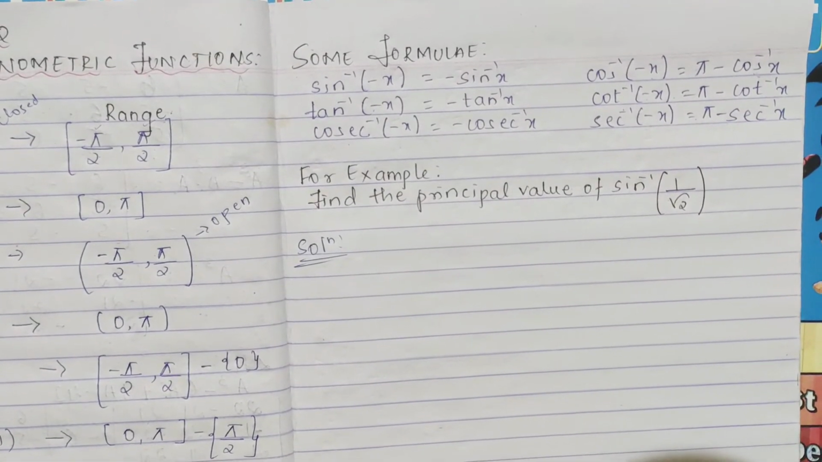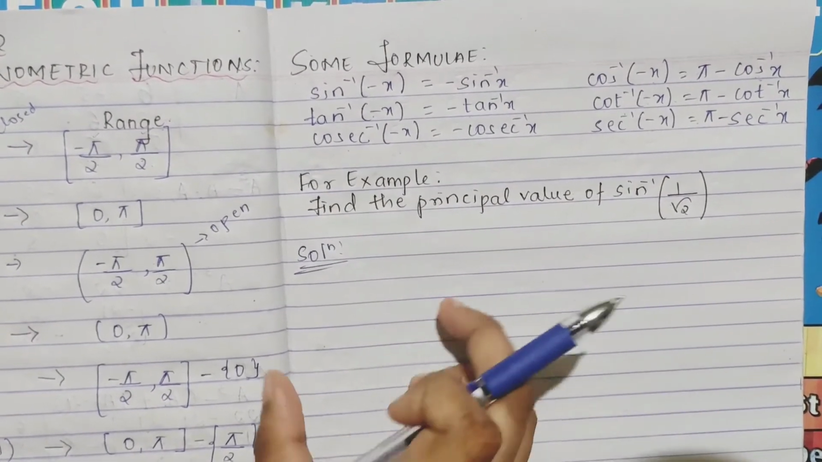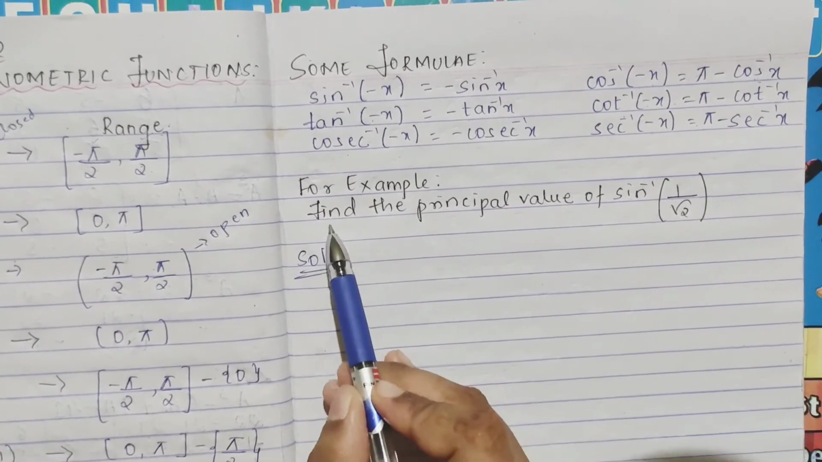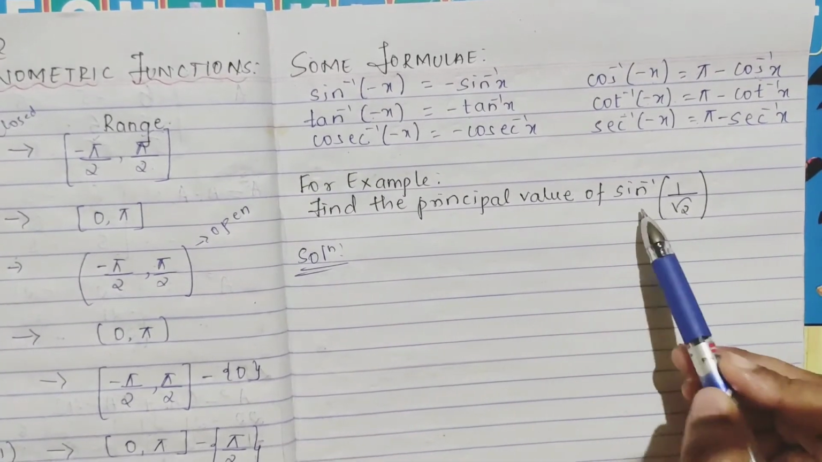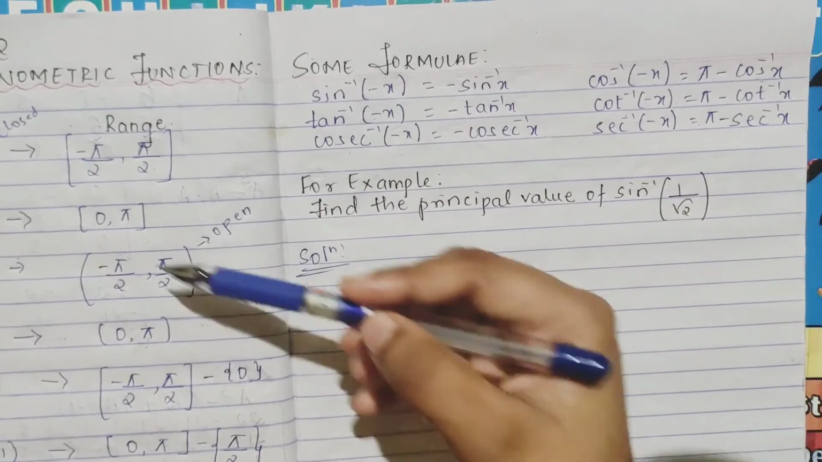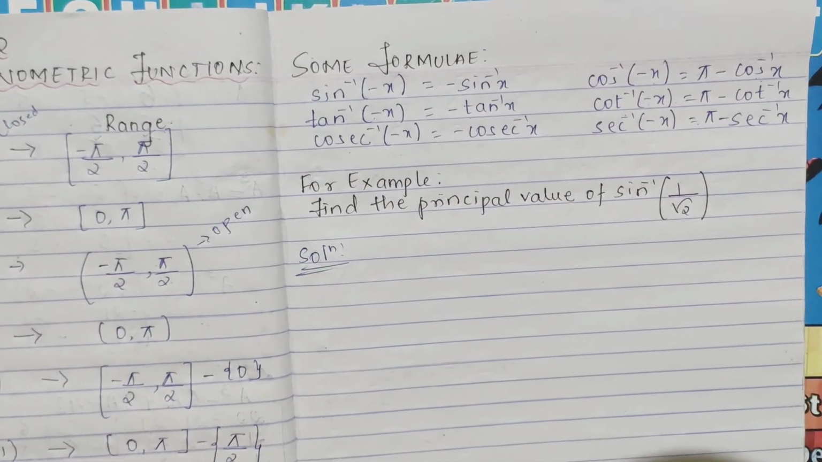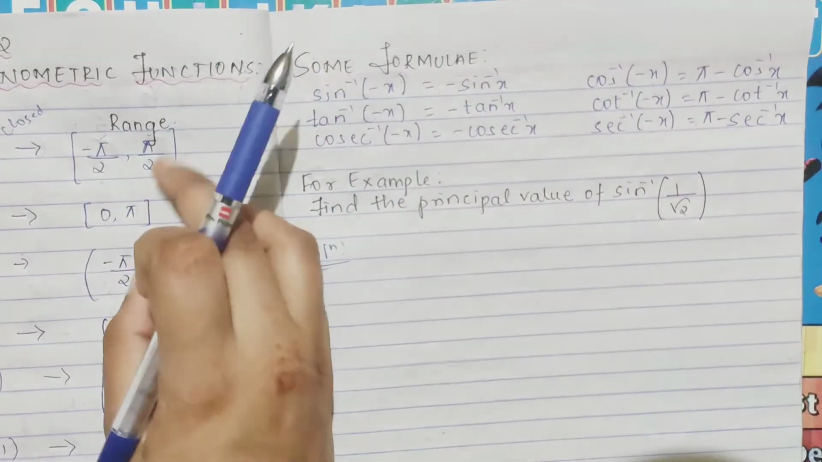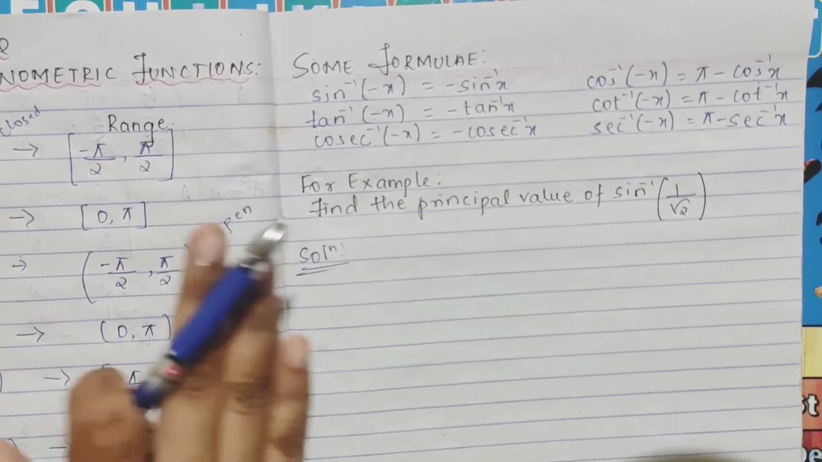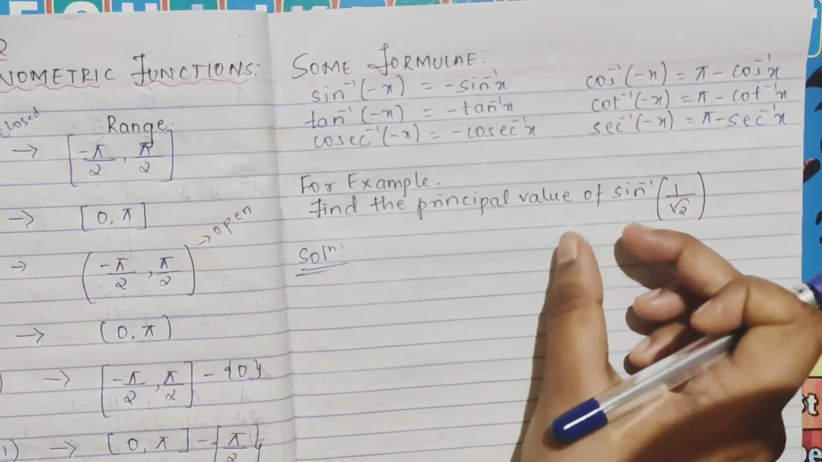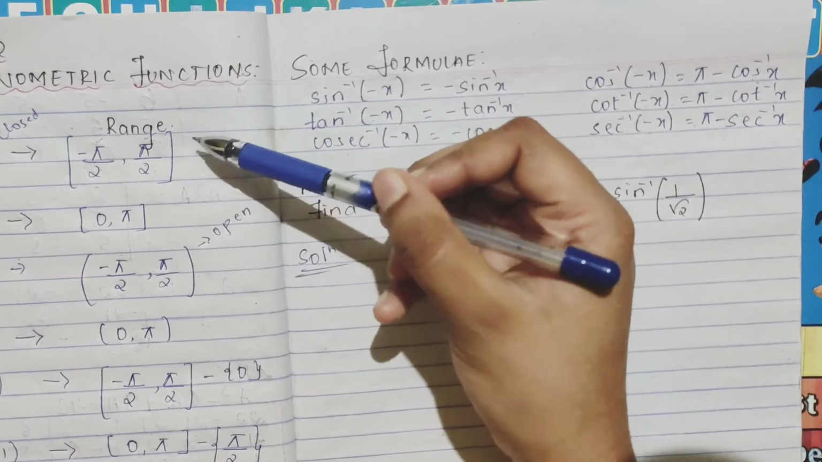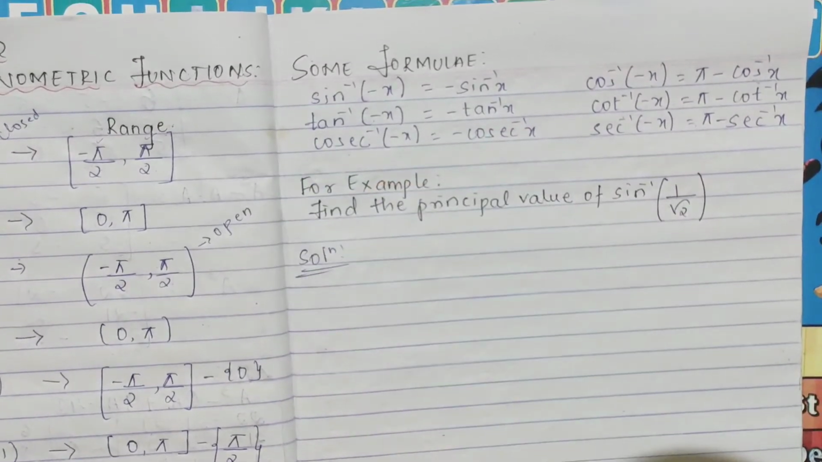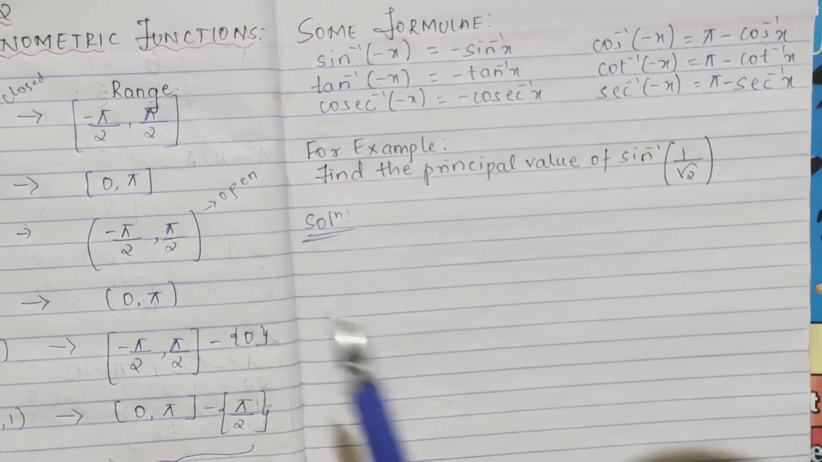Let's see in your problematic part. I am taking one example. So they are telling, find the principal value of sine inverse of 1 by root 2. I have told you this is your principal branch. So within this, whatever values you get, we have to check whether it lies in this or not. Now for sine, sine inverse has this range, yes, you should remember this, this is very important.